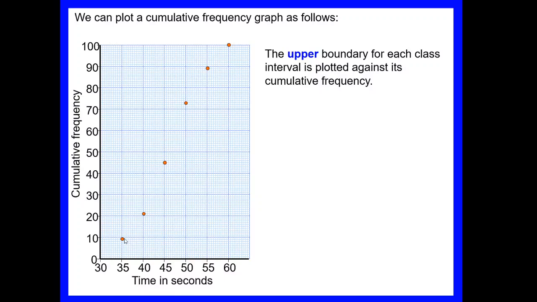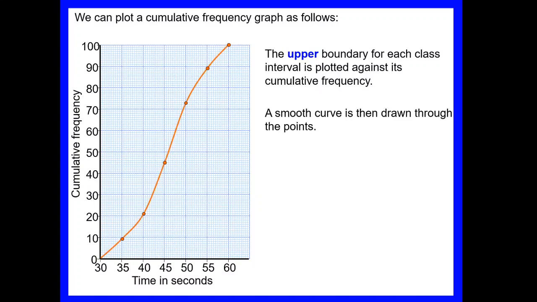Our second group, because we added the frequency together, was 30 to 40, so we're plotting at 40. Once we've plotted all of our points accurately, we're going to join them with a smooth curve. Now it needs to be a smooth curve. Don't be tempted to use a ruler and draw line segments. It will take a bit of practice, but you will get there with those smooth curves.